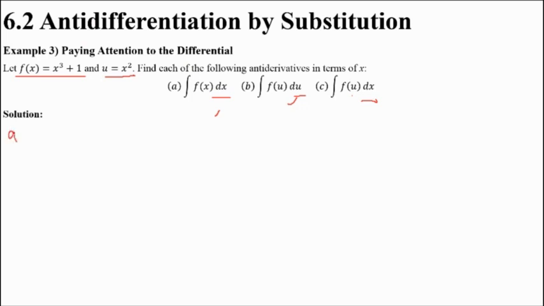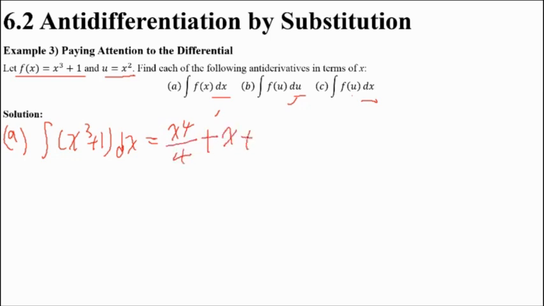A1, the first one, integral of f(x), which is the given x cubed plus 1, dx. The integral of x cubed is x to the fourth divided by 4, plus x, plus c. Okay, I think A will be okay. A will be pretty easy. B.